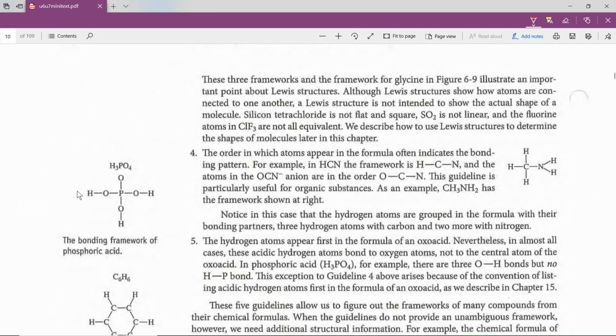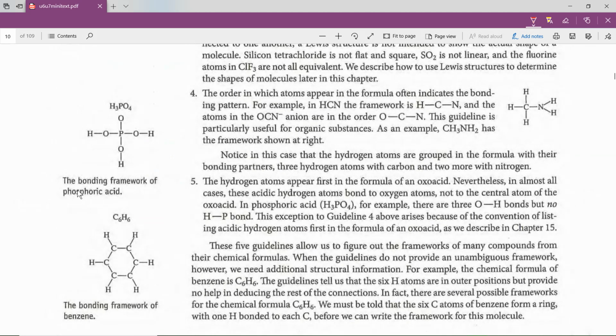Point 4: the order in which atoms appear often indicates the bonding pattern, but not necessarily. So HCN: carbon likes to be in the center of things, so that's good. OCN minus also has carbon in the center. By the way, you can get Lewis diagrams for molecular ions, cations and anions, that's allowed. OCN minus would be a molecular anion.